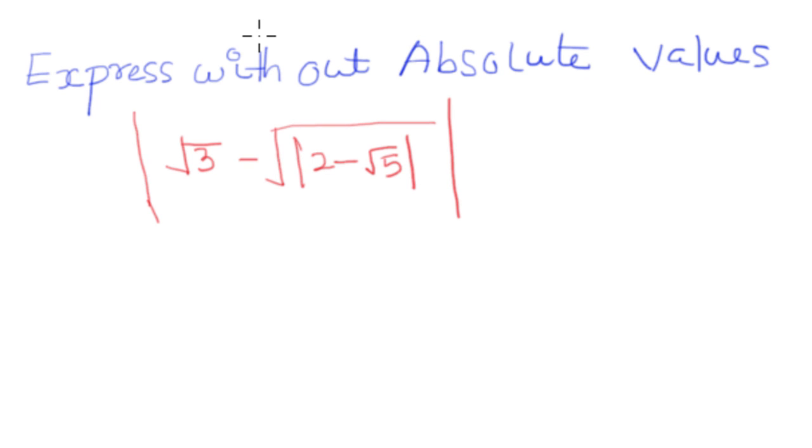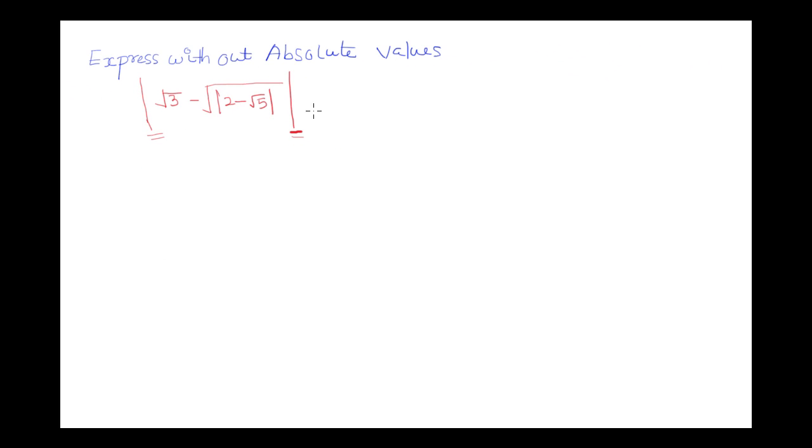So the given problem is absolute of root 3 minus root of absolute of 2 minus root 5. This expression we have to express without these absolute functions. That is the question. When you observe, you can see that there are two absolute functions used here.